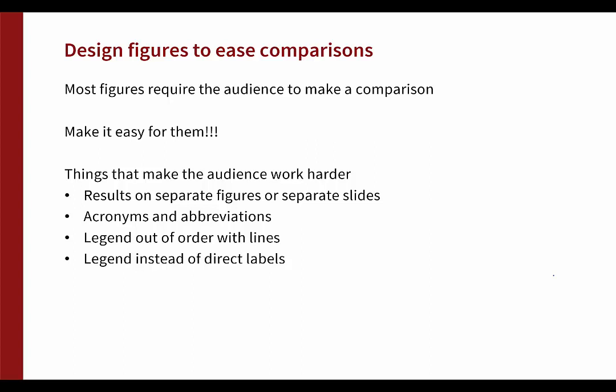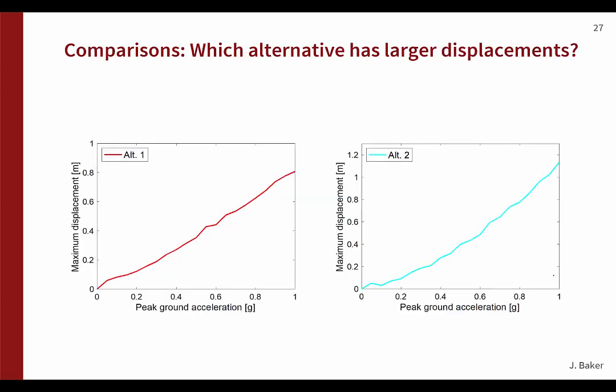Those acronyms and abbreviations, again, the audience is going to stop listening to you and start trying to remember what that acronym stands for. And if they're lucky, they figure it out, but they missed what you were saying. If you're unlucky, they won't even figure it out and they won't know what you're talking about. And then those legends, right? So legends in general are tricky instead of direct labels. If you do have a legend, having the legend entries out of order with the lines just makes it a lot of extra work for the reader or the audience member to understand what you're talking about.